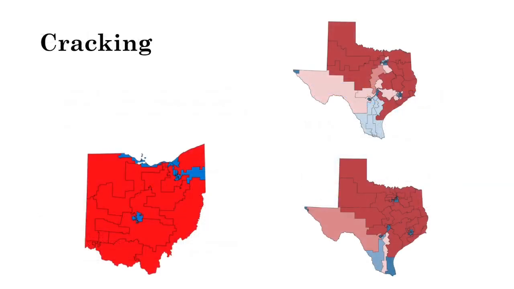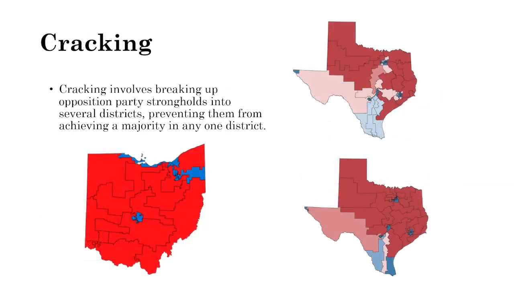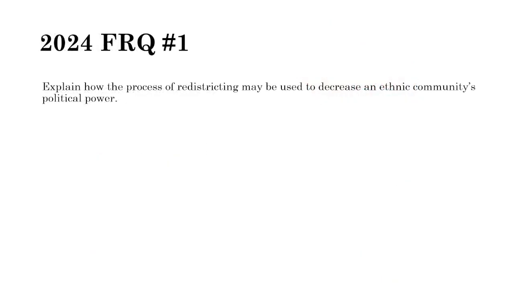Another form of gerrymandering is called cracking, and this is where you disperse the opposing party into the other districts so that they don't have a majority in any of these districts or have a majority in very few of them. You can see here in Ohio, they dispersed the Democratic Party so that the Republicans were the majority in most of the districts. We can see that in Texas the Democratic influence went down after they redrew the districts because they dispersed them. They cracked them.